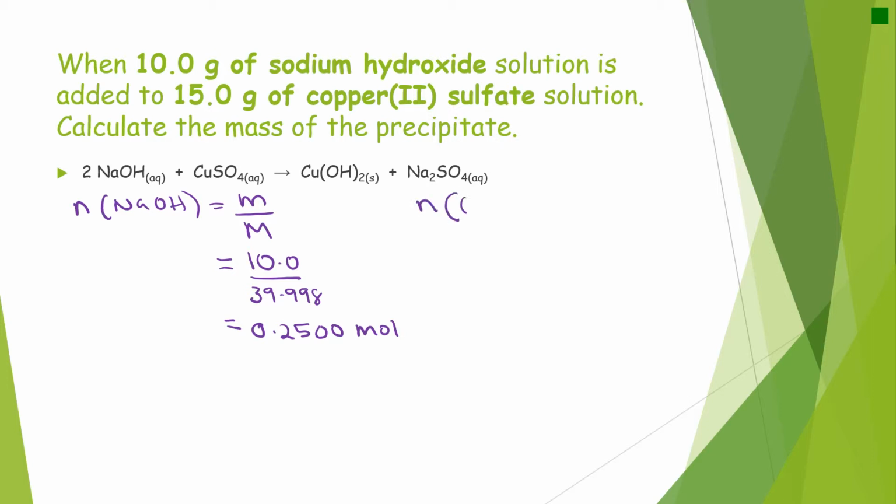The number of moles of copper sulfate is equal to mass over formula mass. The mass was 15 grams divided by 159.62 grams, which is equal to 0.09397 moles. And I'm going to store that in my calculator as well.